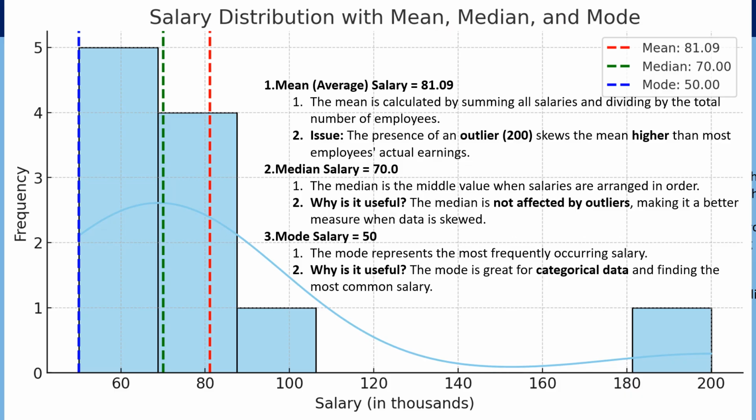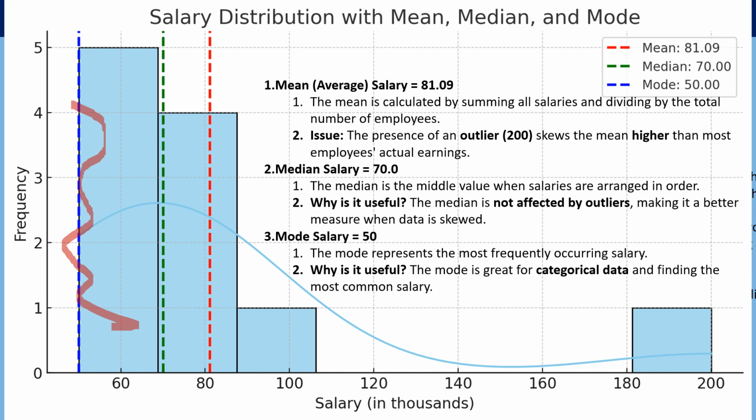So the mean average salary is 81.09. The mean is calculated by summing all salaries and dividing by the total number of employees. The issue is the presence of the outlier, 200, which skews the mean higher than most employees' actual earnings.